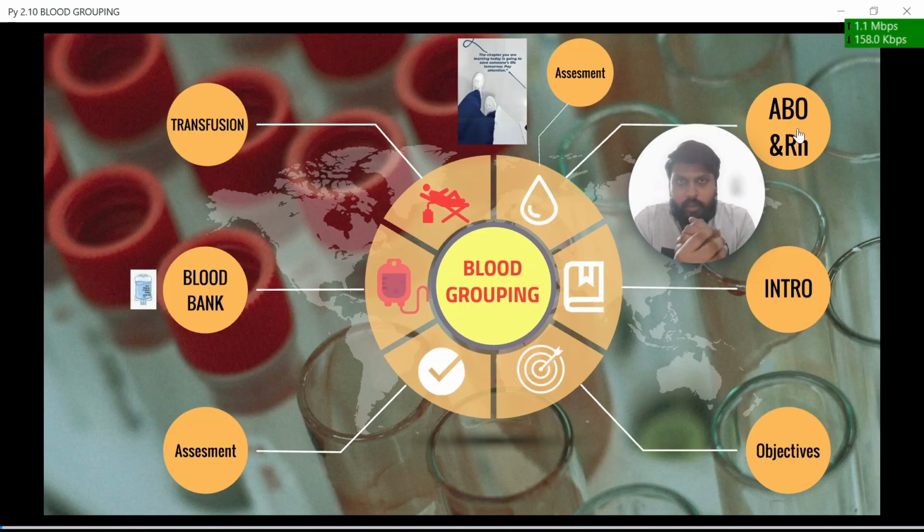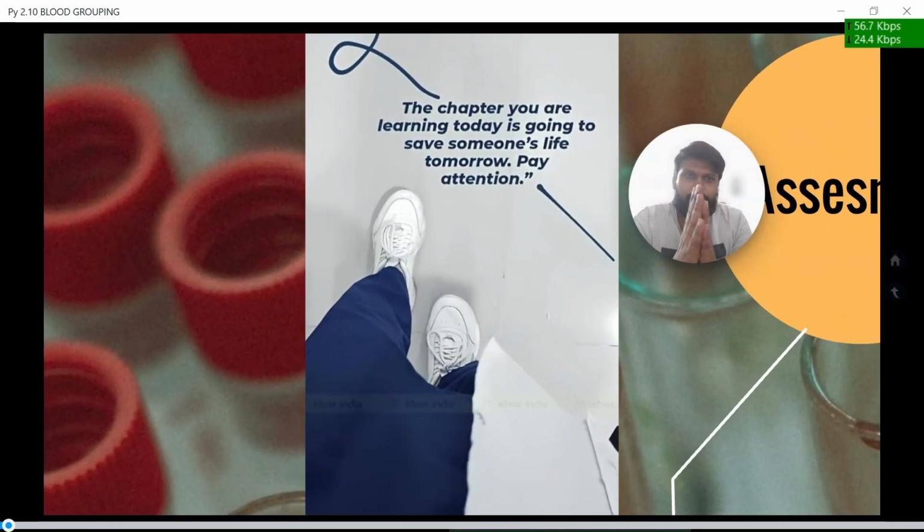We'll find out what your blood grouping is, how many types of blood groupings are there, and what the blood grouping is based on. You need to know the physiology, or the science, behind the different blood groups. So this is what we are going to see today. I hope you will enjoy.